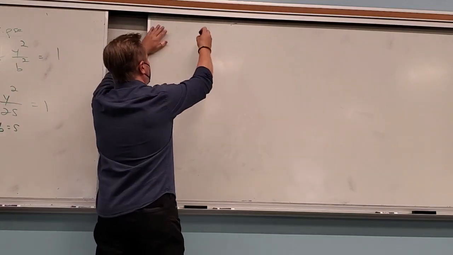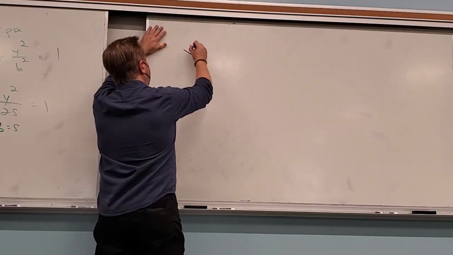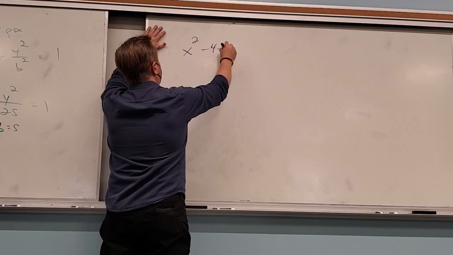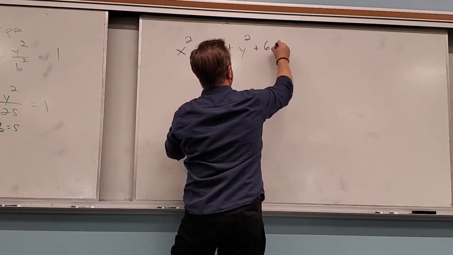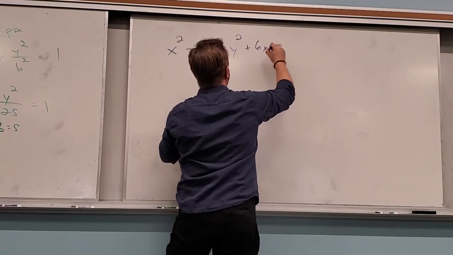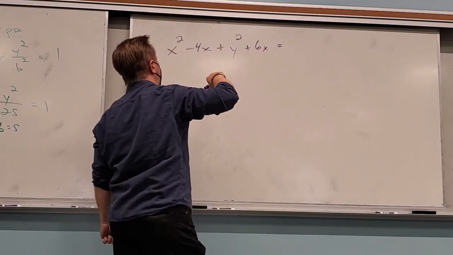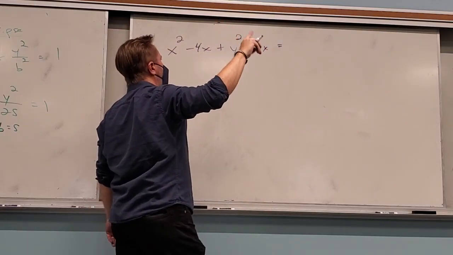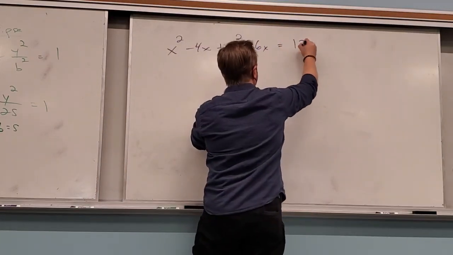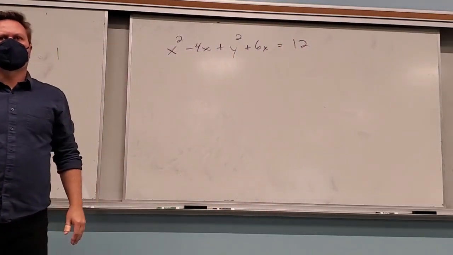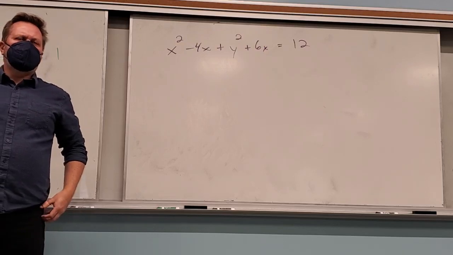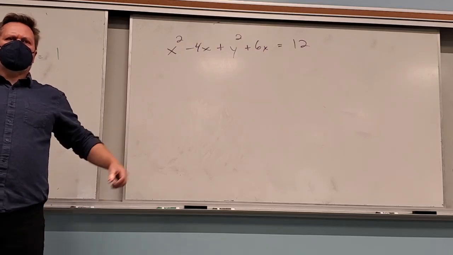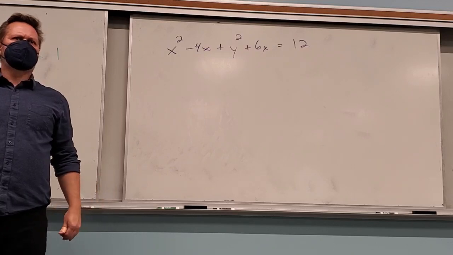So here's what I'm talking about. Let's see. All right, let me think for a second. Okay, this should work. Can somebody tell me right now, is this a circle or an ellipse? Which one is this?